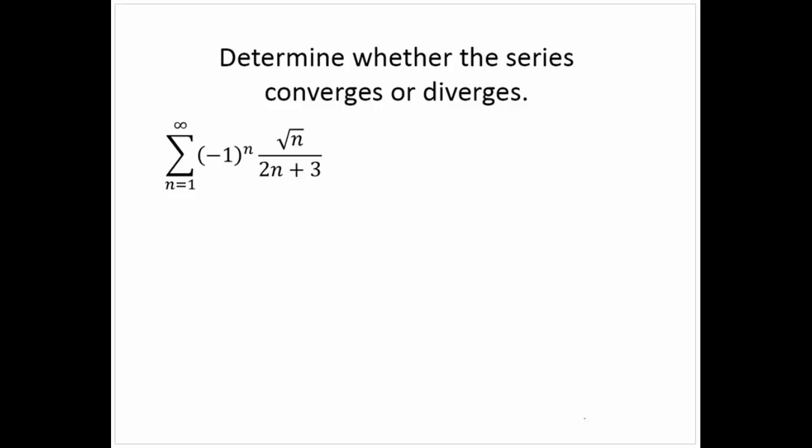This one's a little bit tougher, but now would be a good time to pause and try this one out on your own. All right, so here we have the sum from n equals 1 to infinity of negative 1 to the n times the square root of n over 2n plus 3. This is again an alternating series, so I'm going to try to apply the alternating series test here.